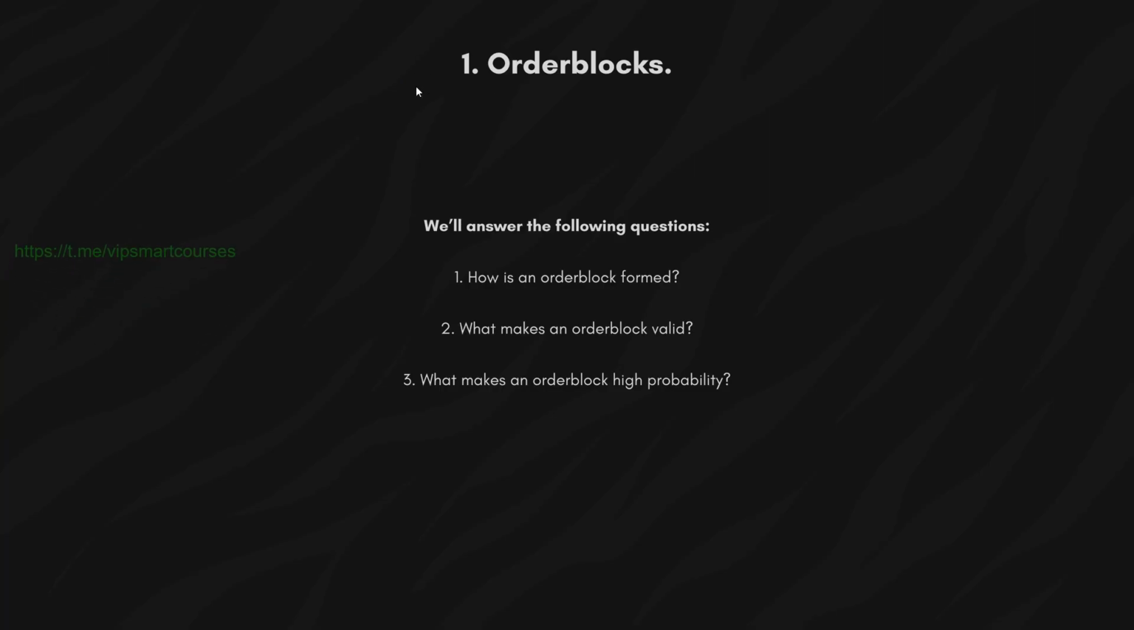First of all, we will be discussing the intricacies and the details of order blocks. And within the next slide, I'll be helping you answer questions like how is an order block formed, what makes an order block valid, and most importantly, what makes an order block high probability. Okay, these are the three important questions surrounding order blocks, and I'll be showing you how to answer them or how to understand them in the next slide.